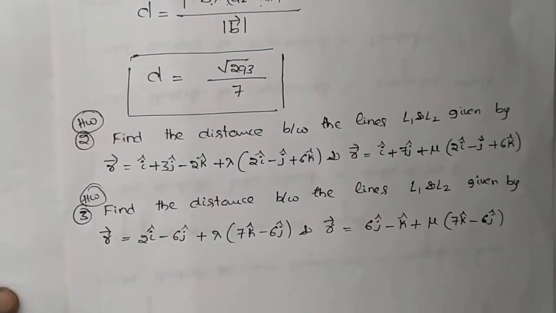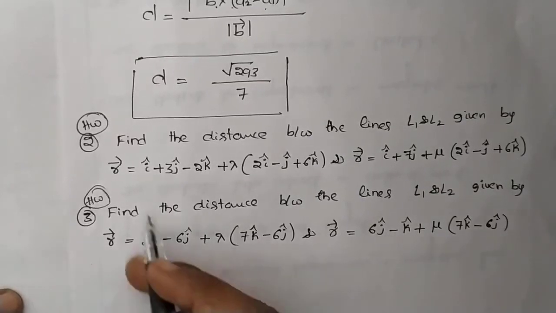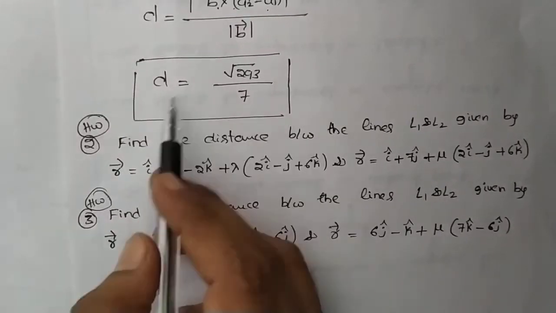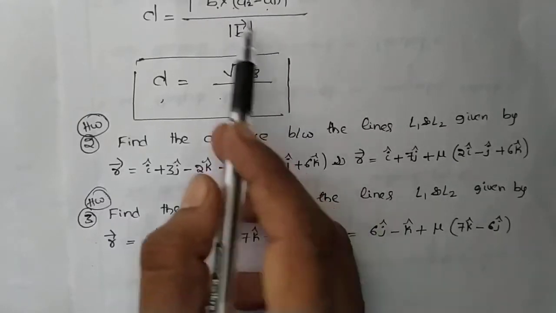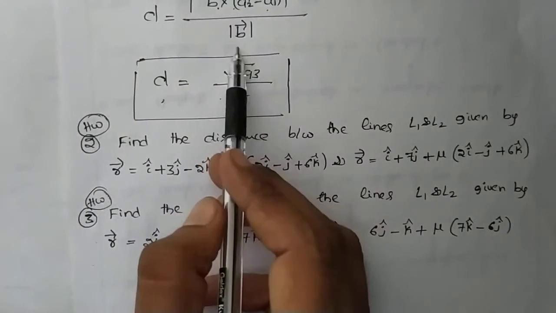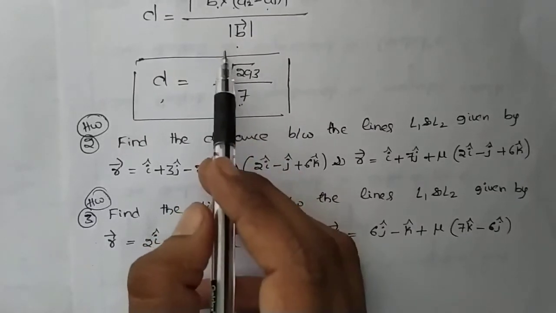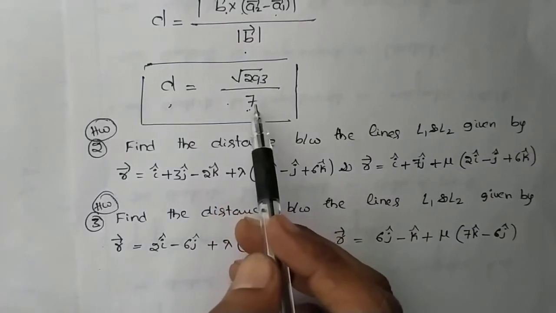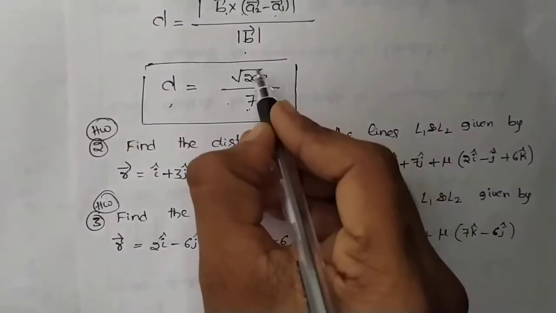Finding the distance between two parallel lines is an important question for 3 marks. The previous one we solved, d equals square root of 293 by 7. This question is important for 3 marks. Kindly do not neglect this one. You just practice it and remember the formula. Finally, you will find it very easy to find that distance.